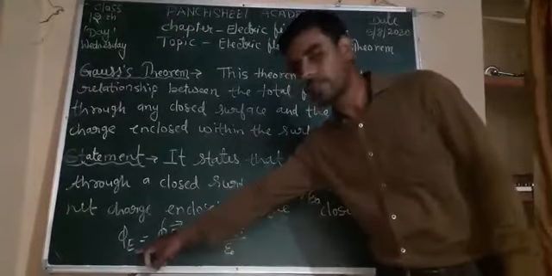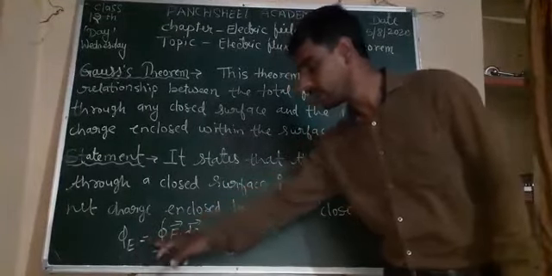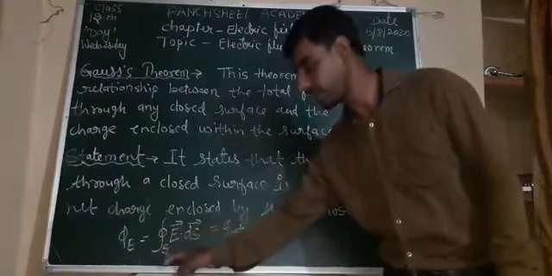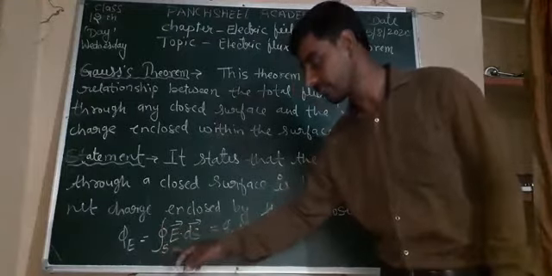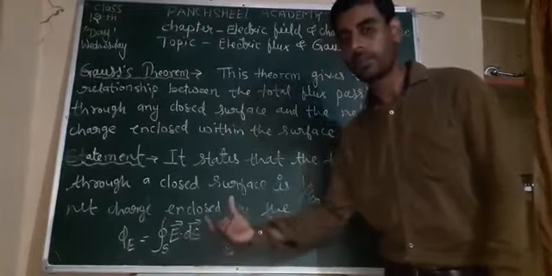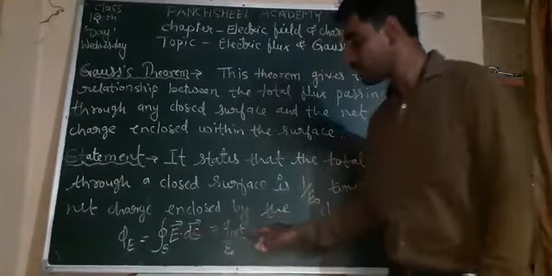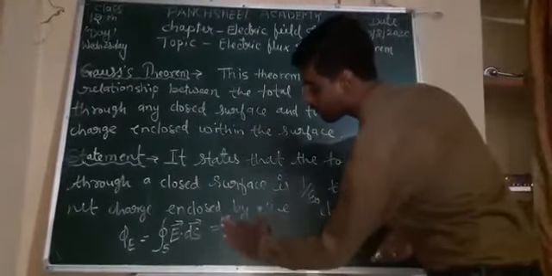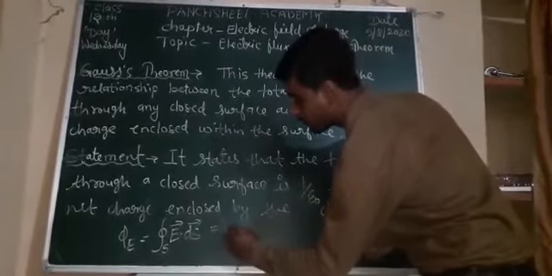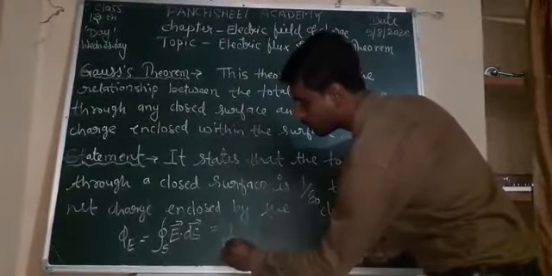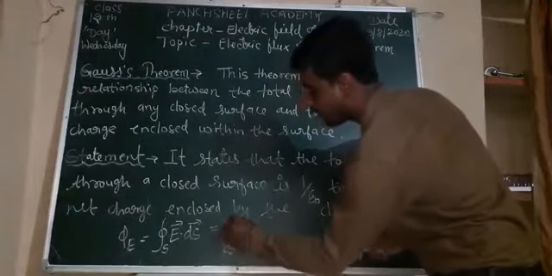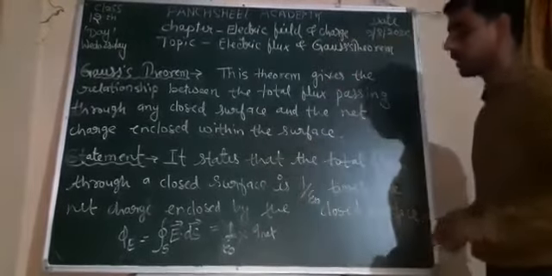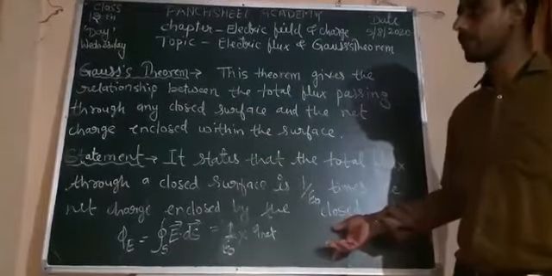The total flux phi E equals the flux of the closed surface, or the closed surface integral of E dot dS. This is the formula of electric flux. The closed surface integral of E dot dS equals 1 by epsilon naught times the net charge. So this is the mathematical statement of Gauss theorem.